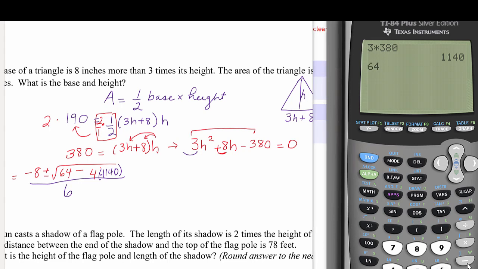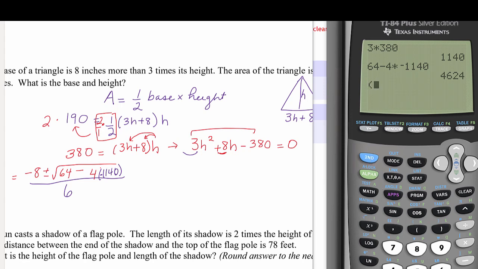64, and then I have minus 4 times negative 1140. Okay, let's see what that gives us. That gives us 4,624. So we're going to take the square root of this guy, right? So let's actually do the whole thing.